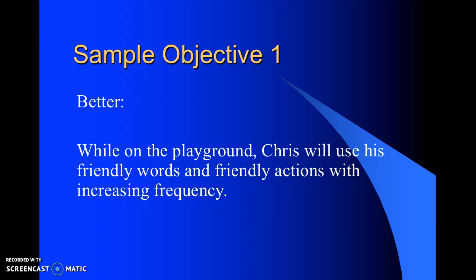This is better. The condition is while on the playground. The who is still going to be Chris, and the observable behavior is using friendly terms and actions, which is observable and measurable. And yes, it is stated positively. The teacher can use a frequency count to count the times Chris uses friendly words and behaviors. After several days or weeks, the teacher can compare the numbers to see if that number is going up.